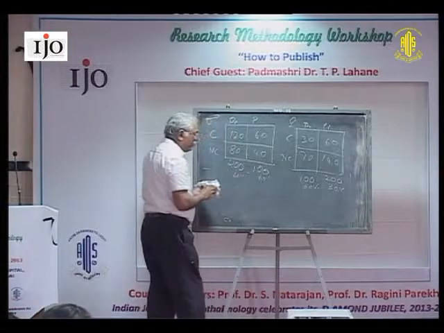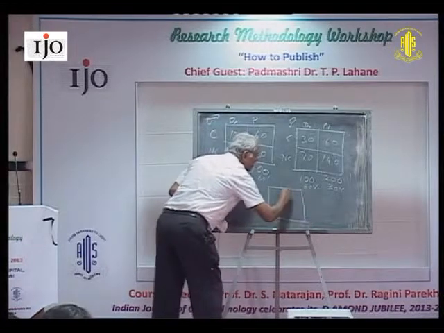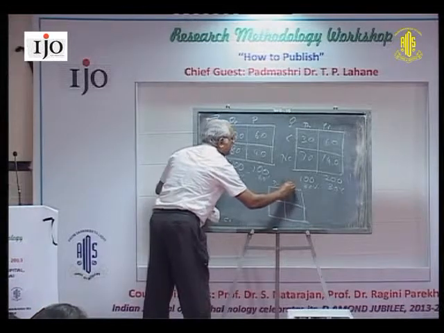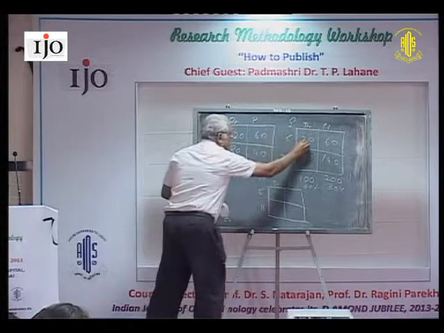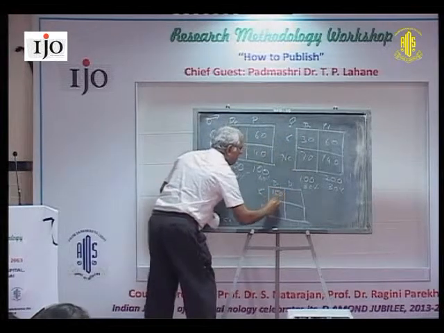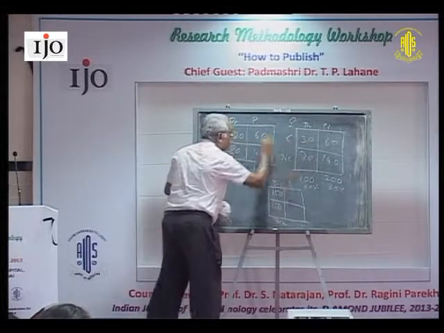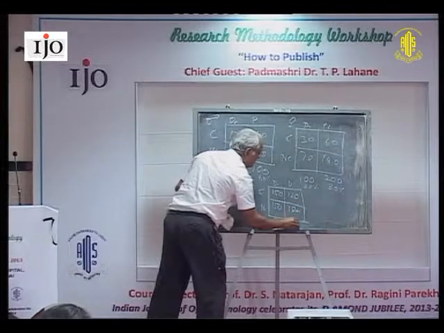Now I want you to help me put these two tables into one composite table. I hope you can see at the back. Drug, placebo, cured, not cured. 120, 30, 150, 150, 300. Here it is 120, 180, 300.